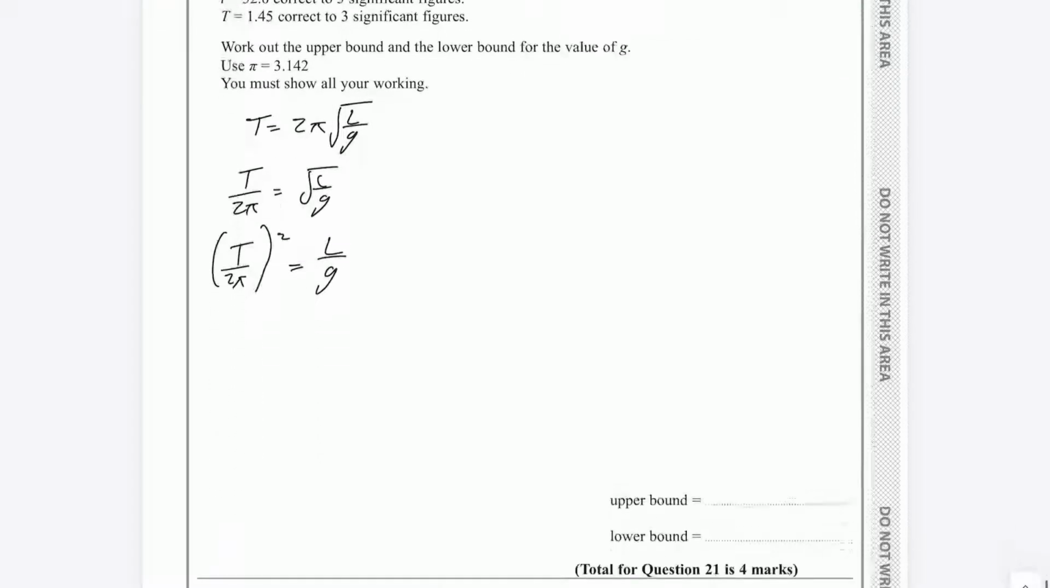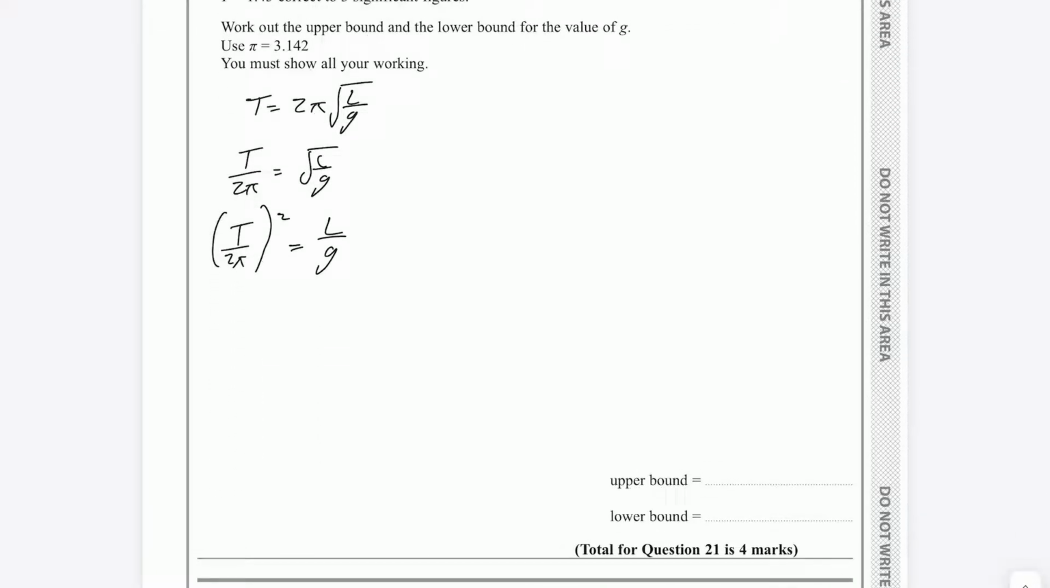I want to make g the subject. What I can do here is use a nice little trick. I can invert both sides, so I can get g on the top, on the right. The way I do that is I flip the left, but I also flip the right. And now, notice what it's done. I can now make g the subject. g is equal to L times 2π over T squared.